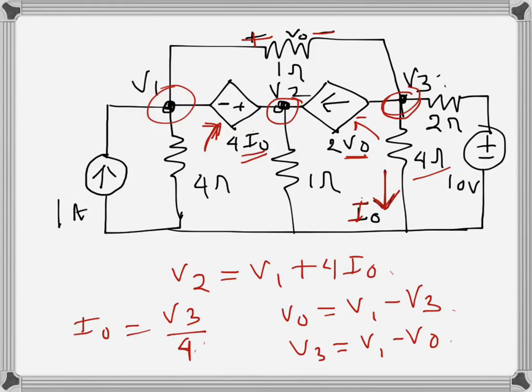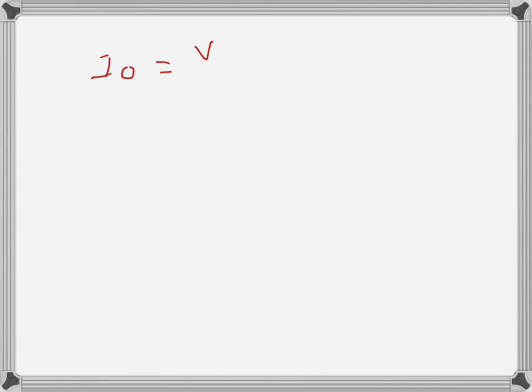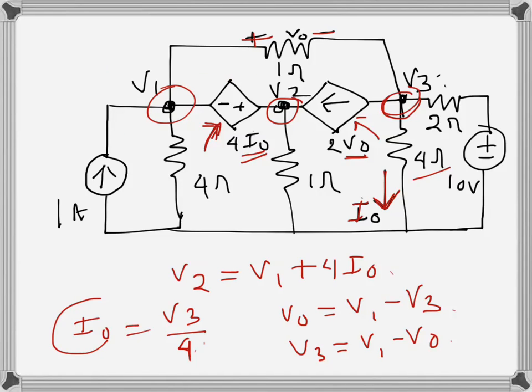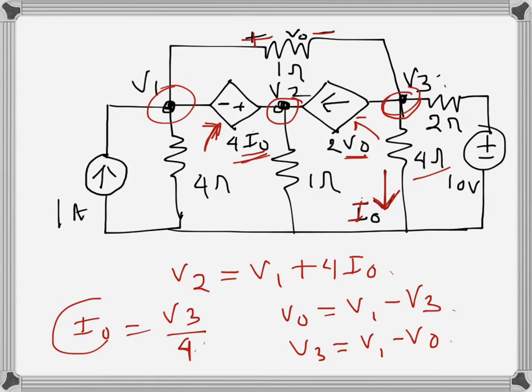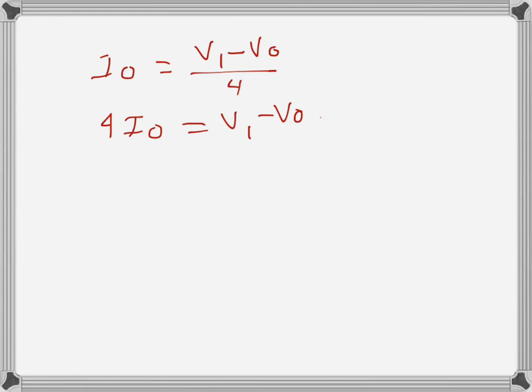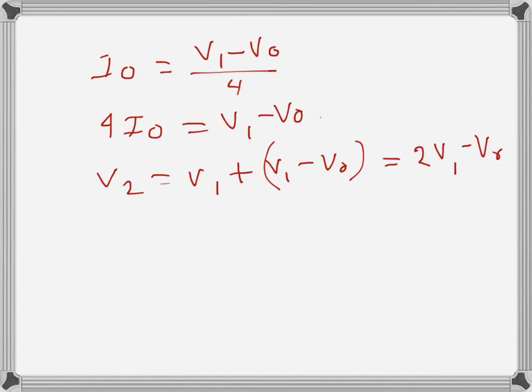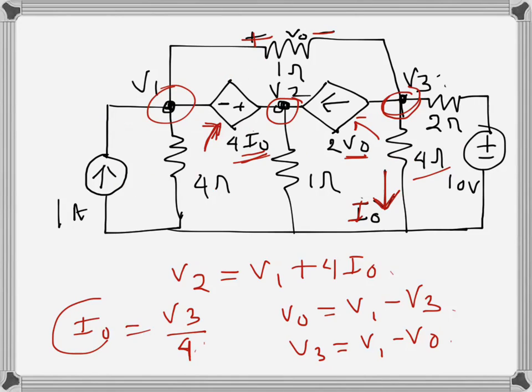So instead of V3, I0 is V1 minus V0 over 4. We will need 4I0 because this is 4I0. 4I0 is V1 minus V0. Again V2 is V1 plus 4I0. So V2 is V1 plus V1 minus V0, because 4I0 is V1 minus V0, so that's 2V1 minus V0. So we have V2 in terms of V1 and V0, and we have V3 in terms of V1 and V0. So that is done. Now we can proceed.